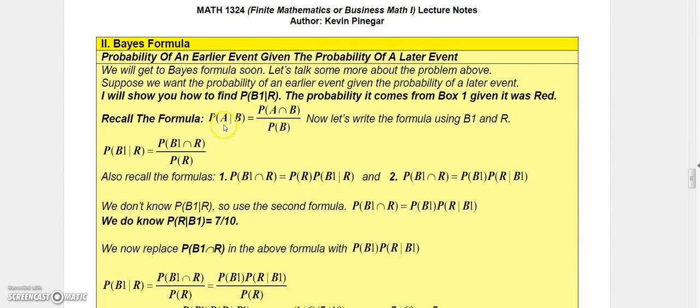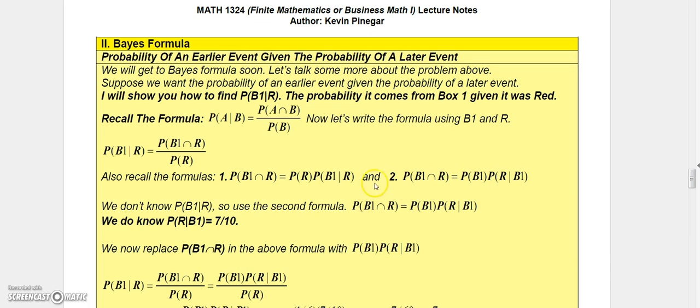Okay, so if you'll remember this formula up here, I'm going to apply it to the B1 given R here. The probability of B1 given R is the same as the probability of B1 intersect R divided by the probability of R. Now also recall that if I wanted the probability of B1 intersect R, I could write it two ways. I could either write it as the probability of R times the probability of B1 given R, or I could write this as the probability of B1 times the probability of R given B1.